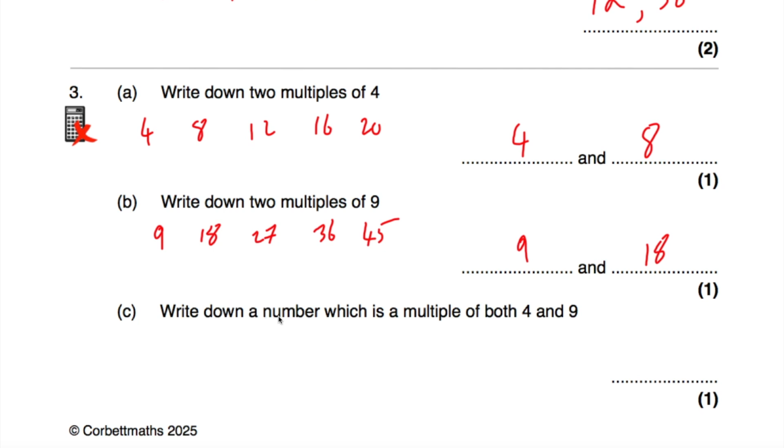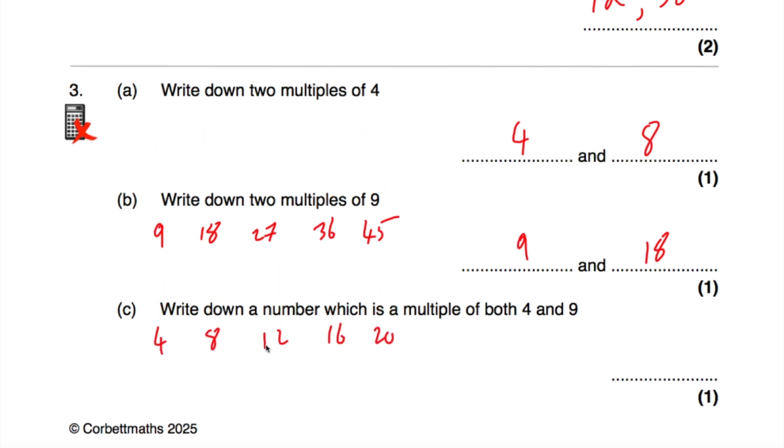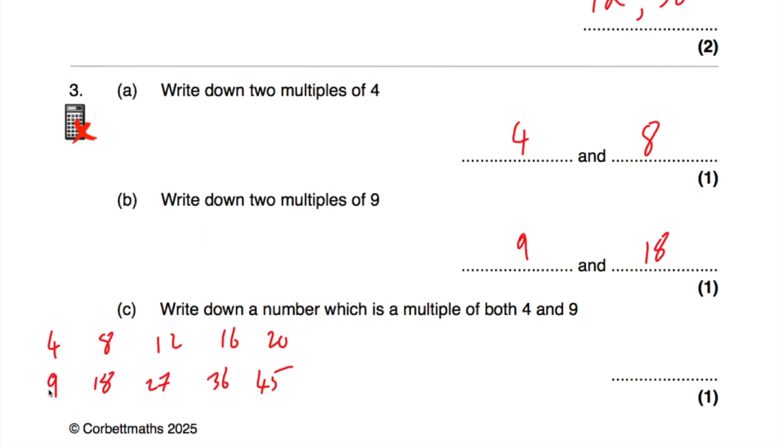Part C says to write down a number that's a multiple of both 4 and 9. So we've written down some multiples of 4 here, and we've written down some multiples of 9 here. I'm actually just going to move these down for the moment. I'm just going to move the multiples of 4 there, and the multiples of 9 I'm just going to move there.